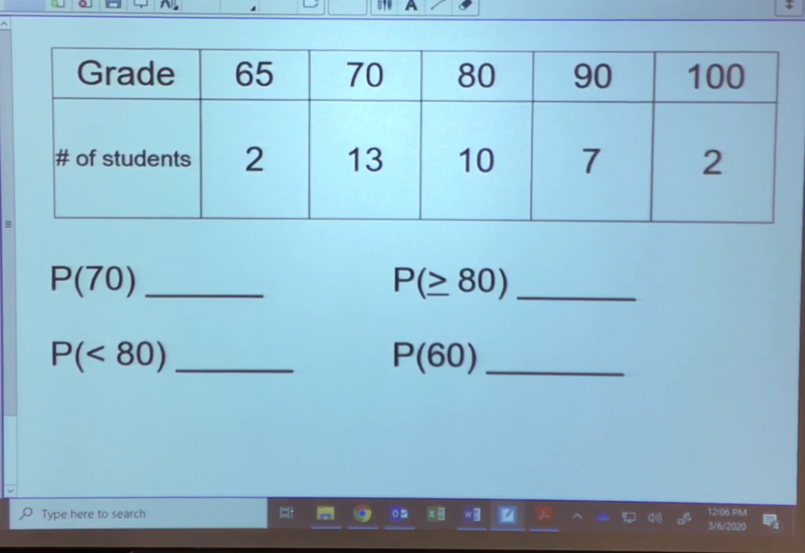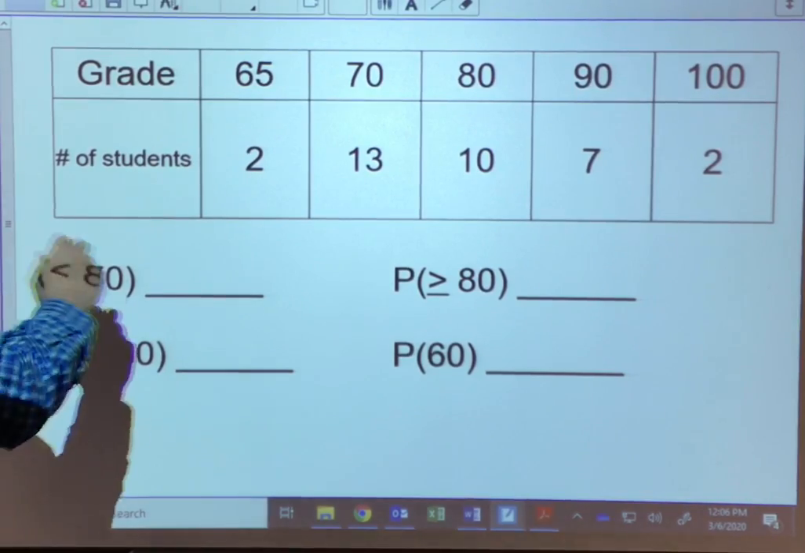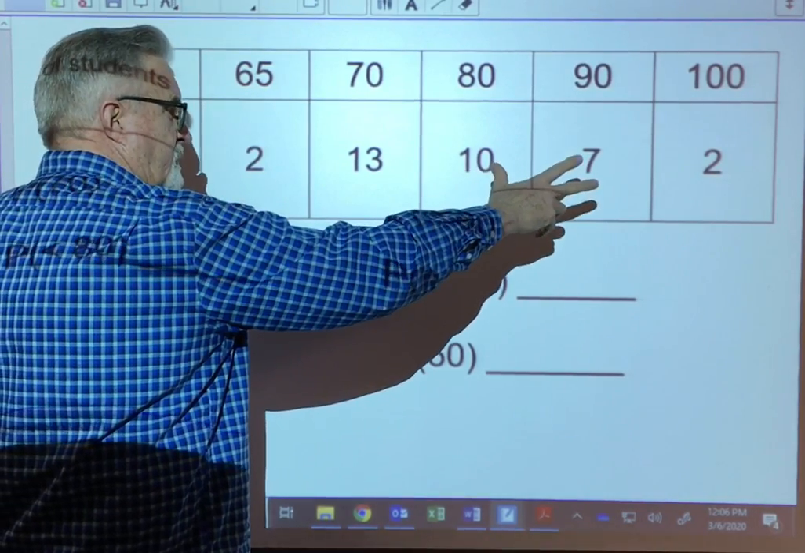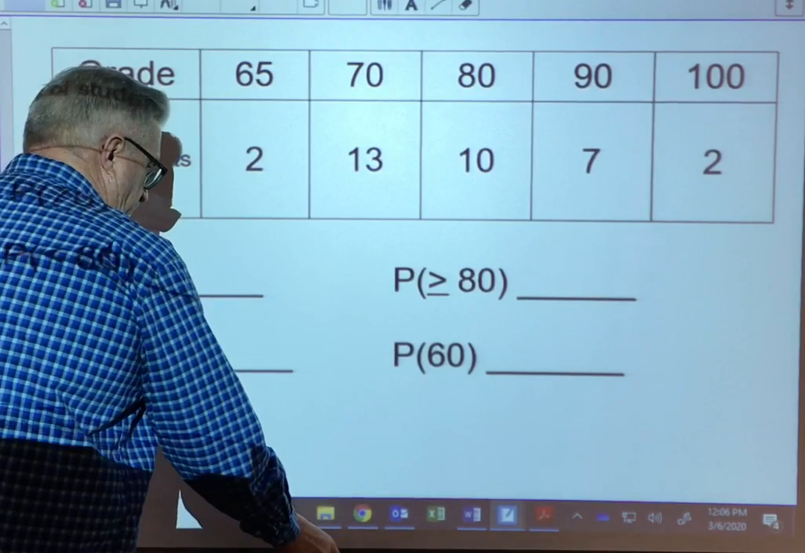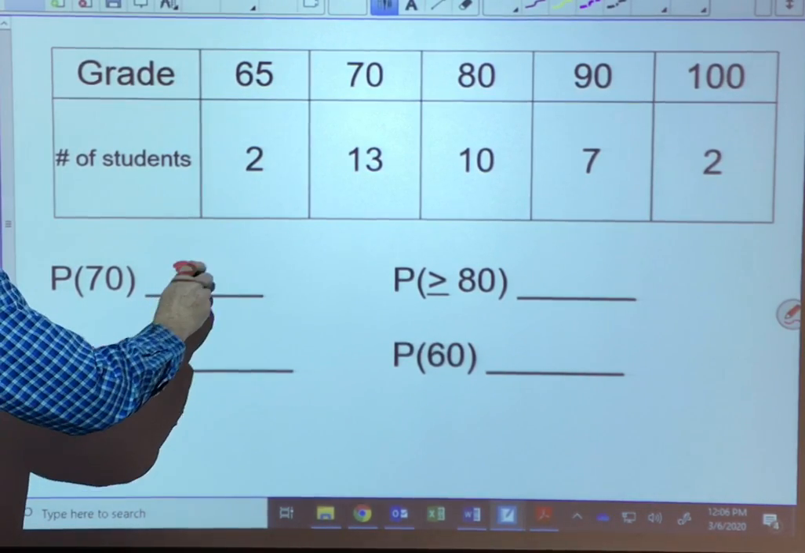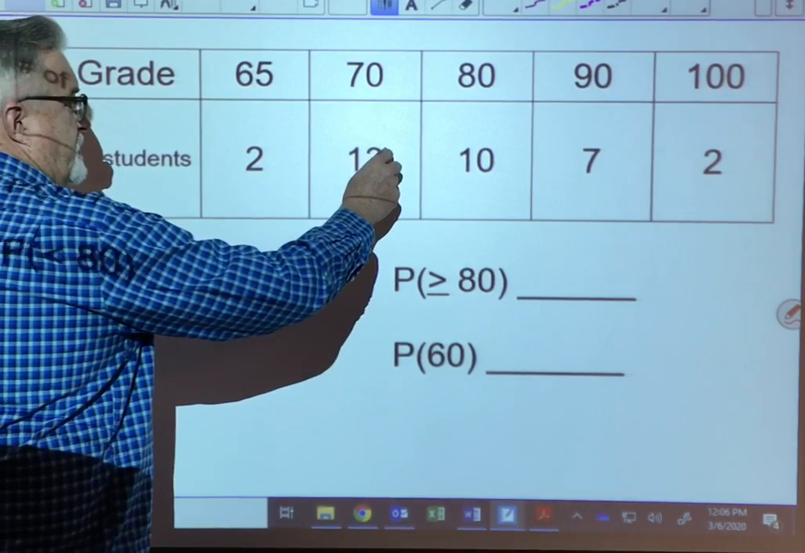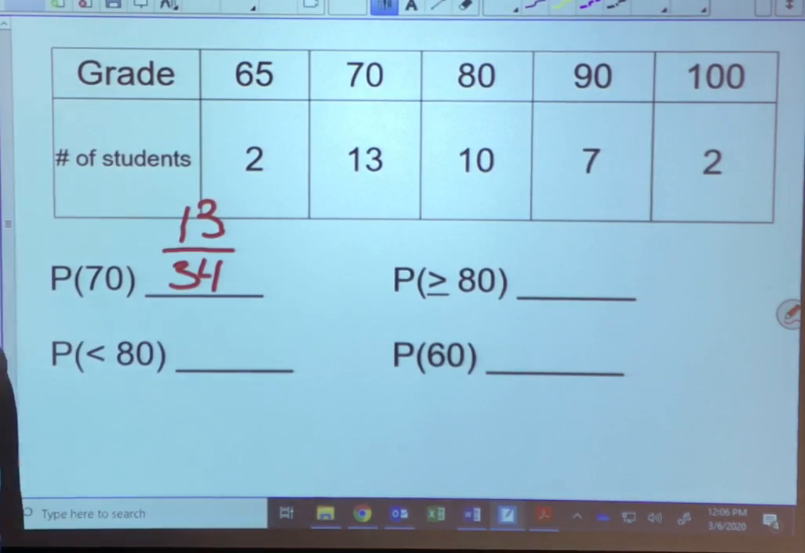Well, what's going to be our total number? Is it going to be the grade, or is it going to be the number of students? Well, it's going to be the number of students, so we need to add up the number of students. So I've got a 13 and a 7, that makes it 20, plus 10 is 30, and then 2 2s, so 34. So our bottom number is going to start out as a 34. And then we want to know the probability of making a 70. That's exactly a 70, so there were 13 students who made a 70, so the probability of that happening would be 13 out of 34.